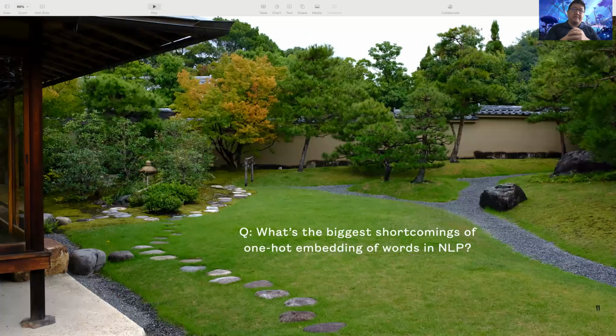Okay, so this is the first submodule of this module. I prepared this as a little rest time, and I also prepared a question. What is the biggest shortcoming of the one-hot embedding, or one-hot encoding, of words we discussed in natural language processing? Does anyone want to try this question? Or if you have any other question, please feel free to ask.